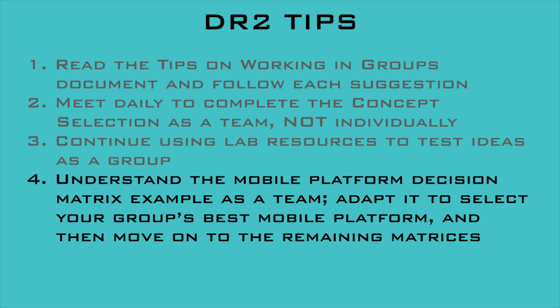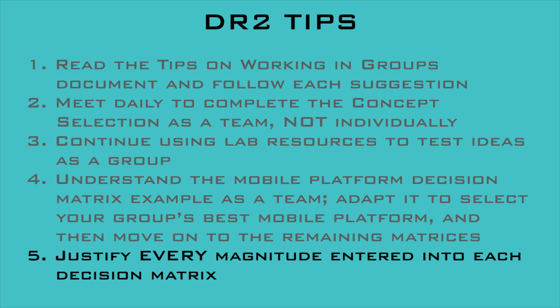Number 4 is to work together as a team to understand the mobile platform decision matrix example, adapt it to select your group's best mobile platform among your different concepts, and only then move on to create the decision matrices for the remaining subsystems. The fifth tip for the second design report is to justify every magnitude entered into each decision matrix. If the data is not clearly presented and traceable, showing detailed sample calculations with units, it's invalid. Yes, this is a lot of work to do properly, but it's the difference between an engineer and anyone else.